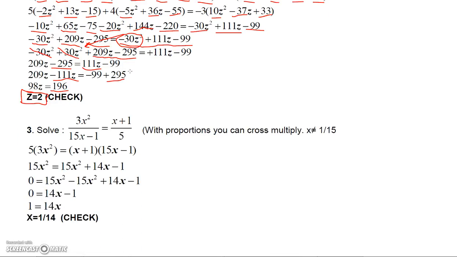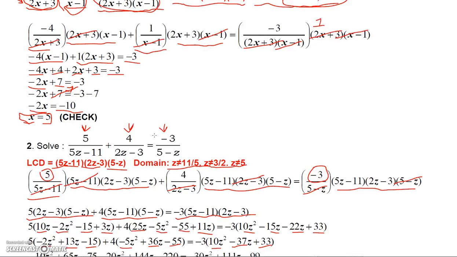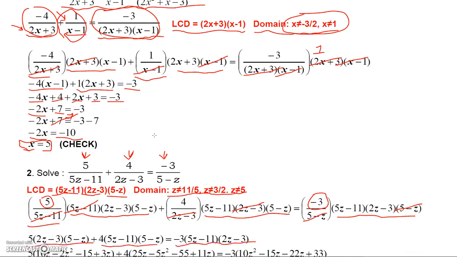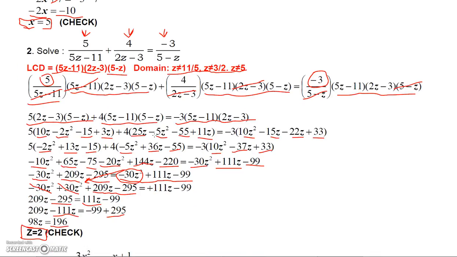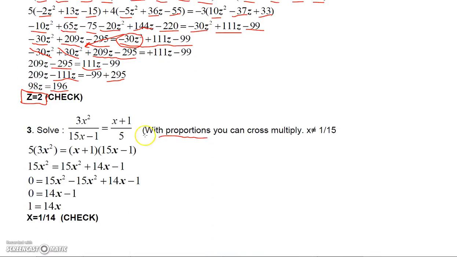All right, I got one more I want to show you. This is actually a proportion, and with proportions you can cross multiply. Now a proportion is when you have a fraction on one side and a fraction on the other side of the equal sign. These were not proportions because I don't have a single fraction on each side. It only works when you have a single fraction on each side. So here I have a single fraction on this side and a single fraction on this side. When that happens, I can cross multiply.